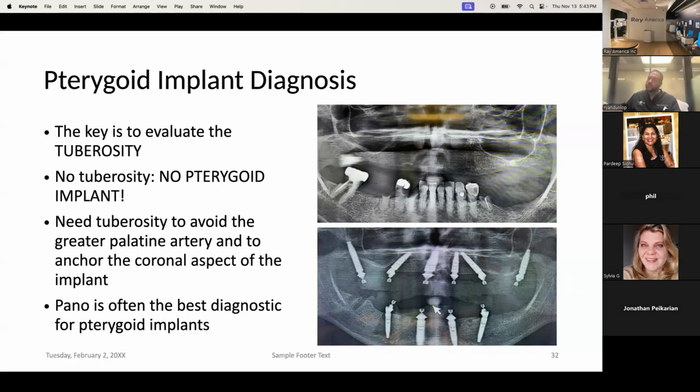And without that tuberosity, it can be very, very dangerous and very complication heavy to get a pterygoid to sit.